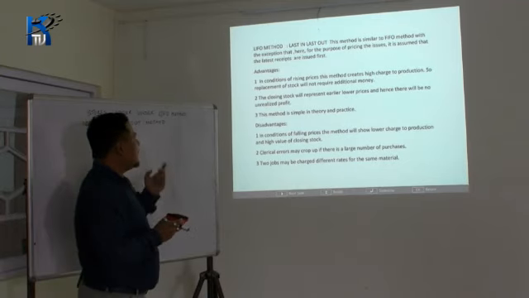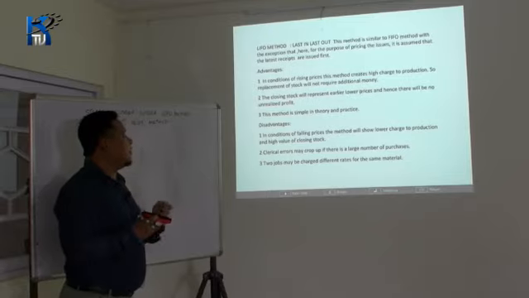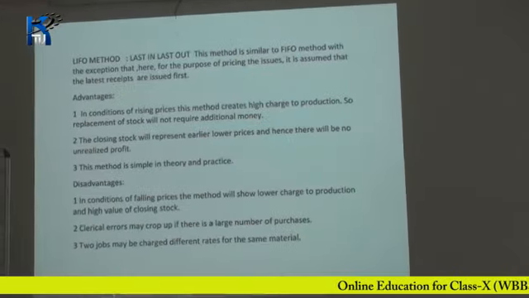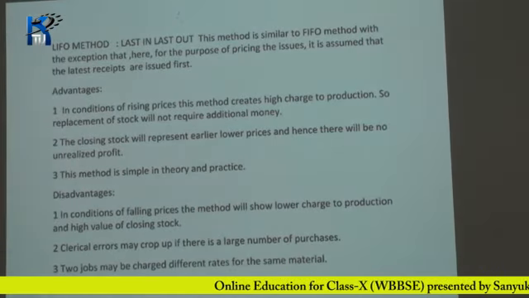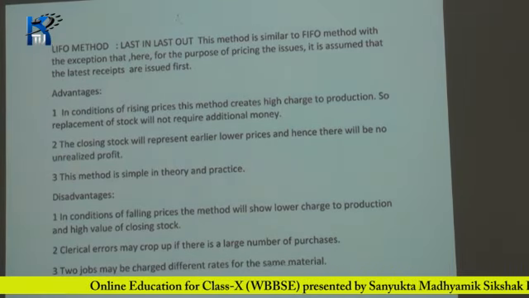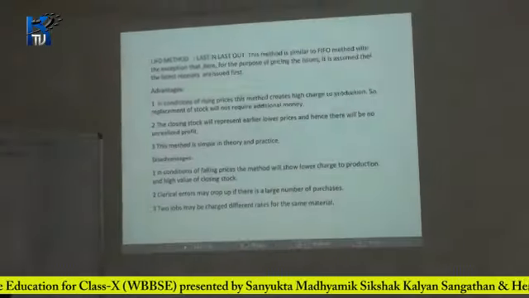Again, the closing stock will represent lower prices, and there will be no unrealized profit. Like I explained, by lowering the value of closing stock, the profit gets deflated. And number three, this method, like FIFO method, is simple in theory as well as in practice.